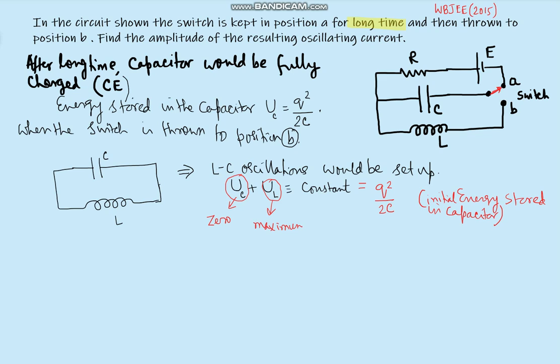Now the maximum energy through the inductor will be equal to half L into I maximum whole square, and this is nothing but Q square by 2C, which is also the same as half CE square when the switch was in position A. So what was our job? Our job was to find out the amplitude of the resulting oscillating current.